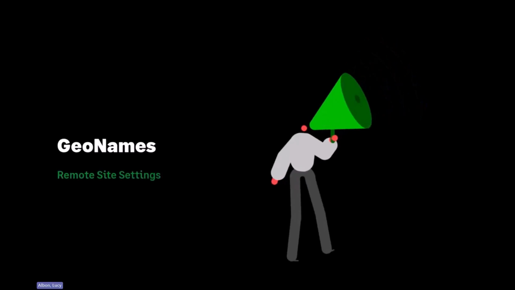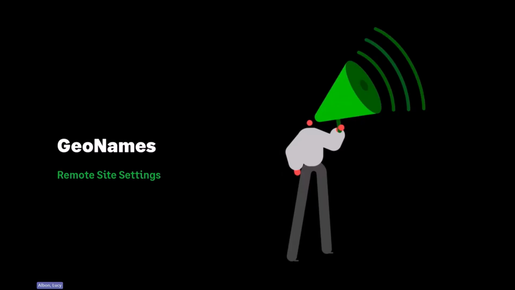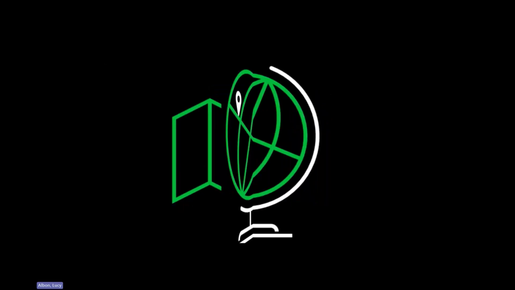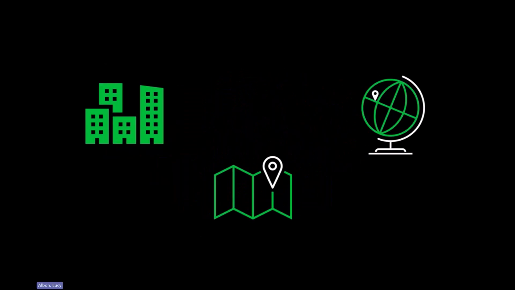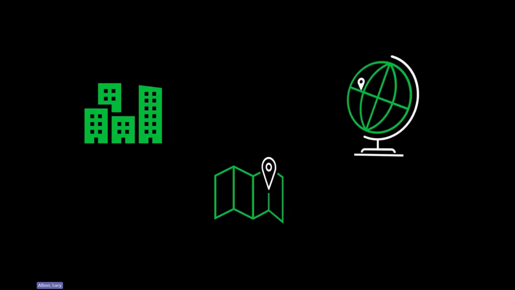All right then. Let's talk about the GeoNames remote site settings update, a small but essential tweak to keep things secure and running smoothly. GeoNames is a global geographical database that provides location-based data, including cities, regions, and country names. In Sage People, it plays a crucial role in standardizing location information, ensuring consistency when matching candidates to vacancies.